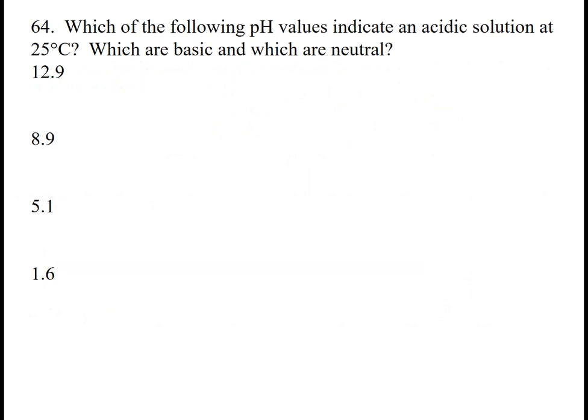So this is looking at the following pHs and whether they are acidic, basic, or neutral. All of these are given as pHs. A pH of 12.9 is basic. So what you have is, if the pH is less than 7, it is acidic. If the pH is greater than 7, it's basic. And only when the pH exactly equals 7, then it's neutral.